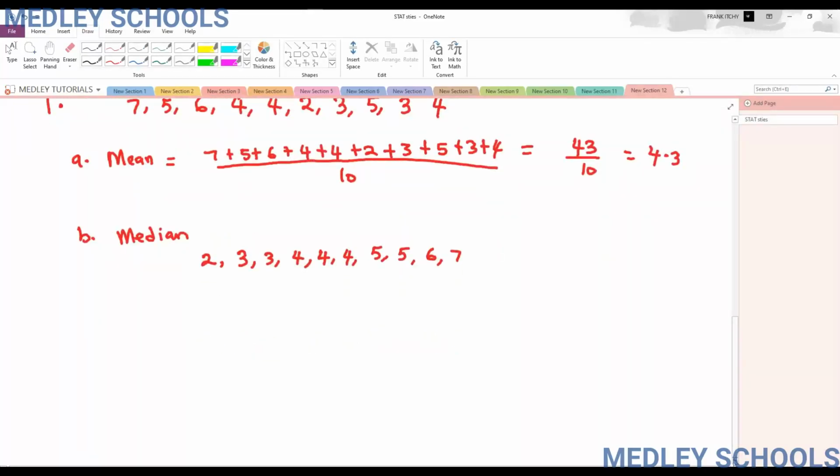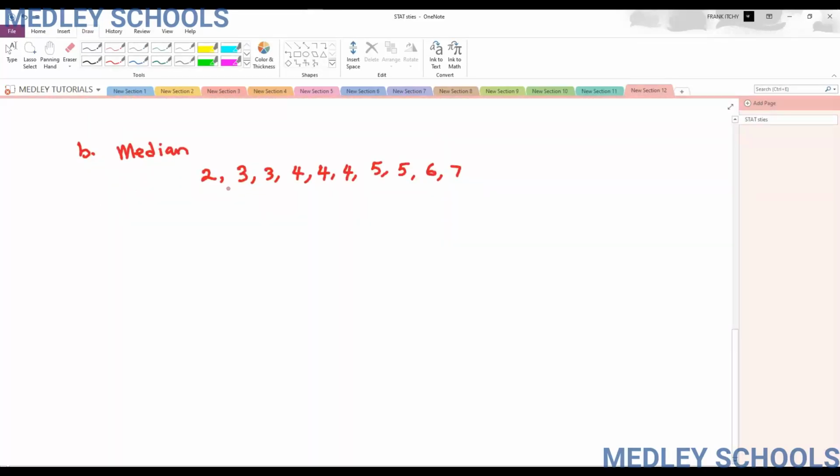So the median now is the number in the middle. Looking at this, if I take one from here, one from here, another one from here, you discover that I have 2 numbers in the middle. And when you have 2 numbers in the middle, you say 4 plus 4 divided by 2. That is, you find the average of the 2 numbers. You add the 2 numbers together and divide by 2. So you have 4 plus 4, 8 over 2, which is equal to 4.